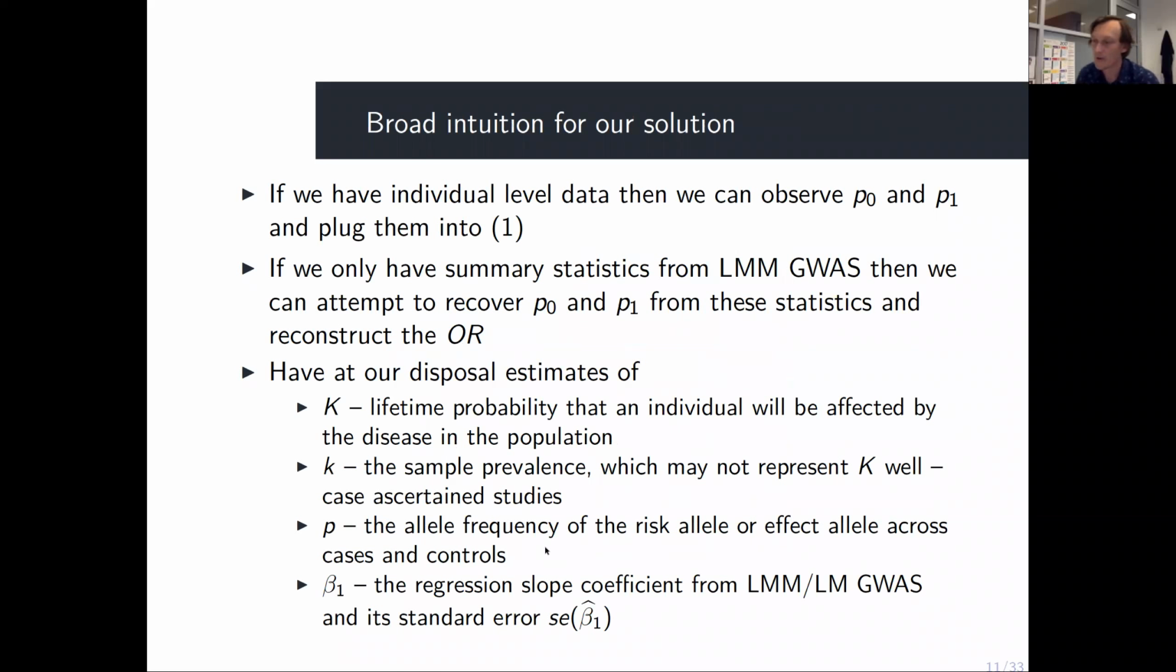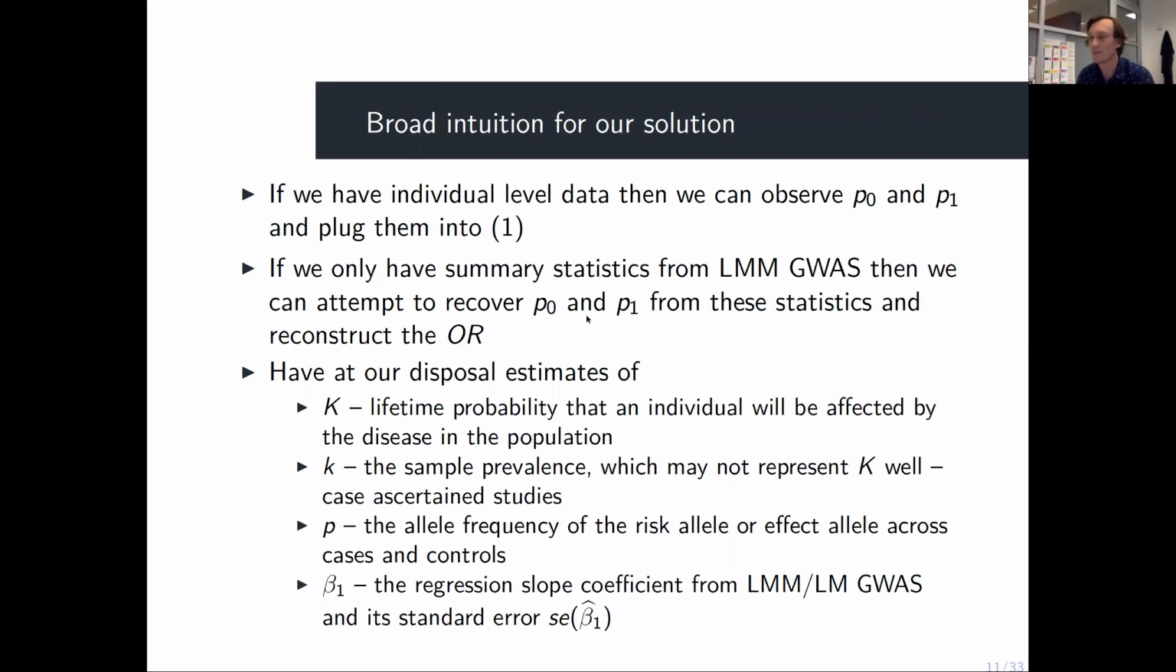So I wanted to give a broad intuition for the path to our solution. As I stated earlier, if we have individual level data, then we can just observe P0 and P1 and plug them into the odds ratio as a function of the allele frequency within cases and controls. But if we don't have individual level data and we only have summary statistics, can we reconstruct P0 and P1 from the observable things that we have?